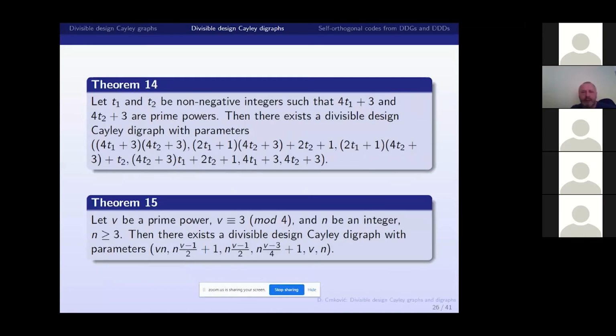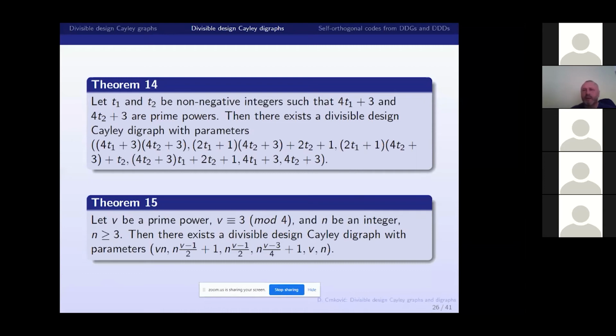Yeah, so this is another construction. Also, we can use Cayley designs for this. So T1 and T2 are non-negative integers such that 4 times T1 plus 3 and 4 times T2 plus 3 are prime powers, and then there exists the divisible design Cayley digraph with these parameters.